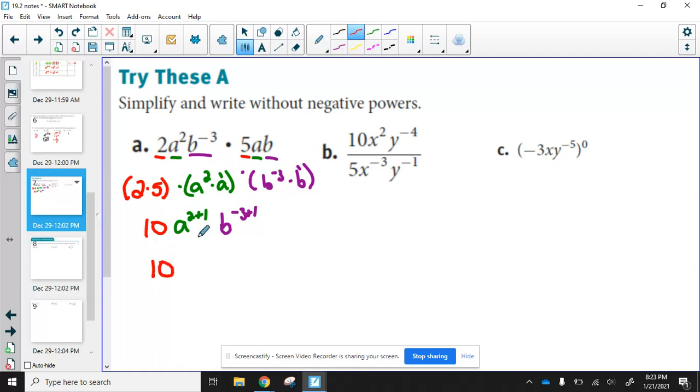And then to simplify it all the way, we have 10 a to the 2 plus 1, so a cubed, and then b raised to the negative 3 plus 1 power, so negative 3 plus 1 would be b to the negative 2. Again, there should be a red flag because it is b to the negative 2, so we cannot leave it as that. We need to put that in the denominator, so we'd have 10 still, a cubed because that is positive, but then we have b to the negative 2 power, so b squared would go in the denominator here. And that would be the solution.